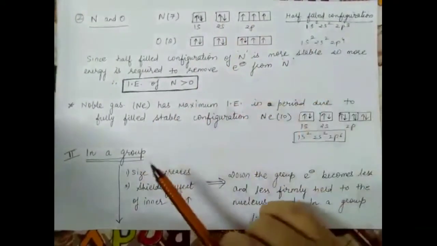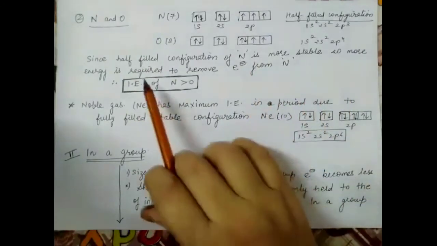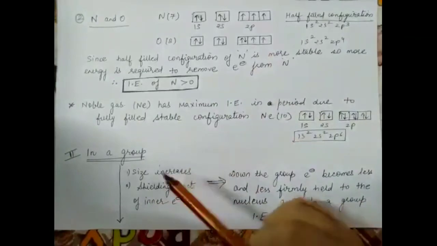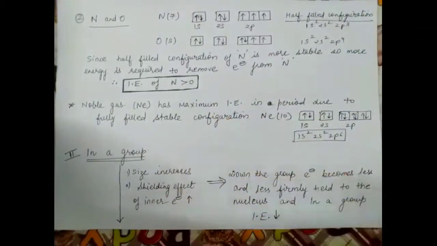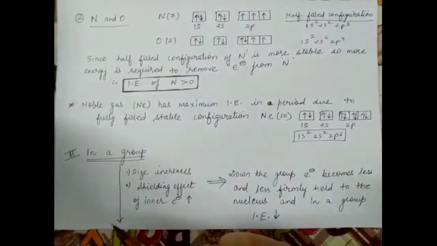2p3 is half filled. So half filled configuration of nitrogen is more stable. So more energy is required to remove electron from nitrogen as compared to oxygen, because nitrogen is already stable, so it will not lose electron easily. So ionization enthalpy of nitrogen is greater than oxygen despite the larger size of nitrogen. So as we move from left to right in a period, the ionization enthalpy continuously increases, except at 2 places. The first is beryllium and boron. Here the penetration effect is working. And nitrogen and oxygen, here the half filled configuration is working.